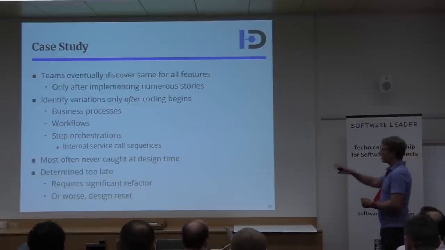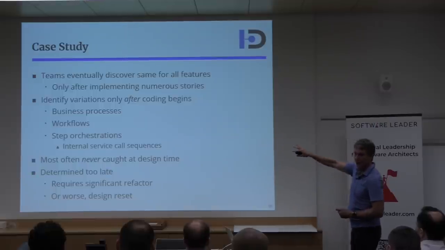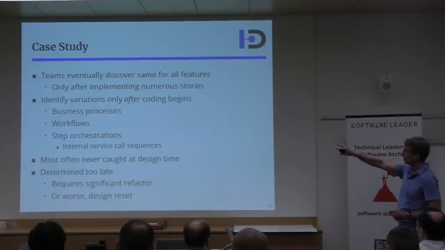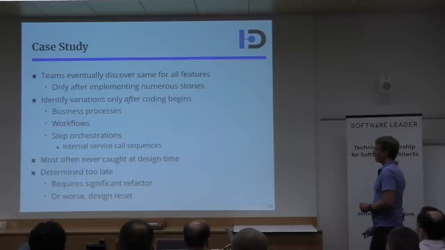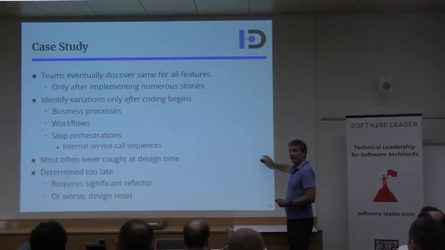As they keep building, they start to observe that the feature, everything's the same. There's all this endless variation after doing numerous stories. They start to identify all the variation only after coding begins, right? Which is the cheapest way to do it.